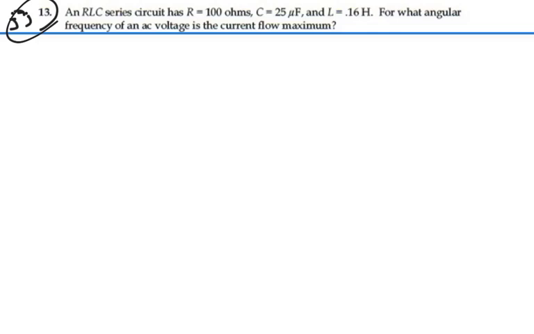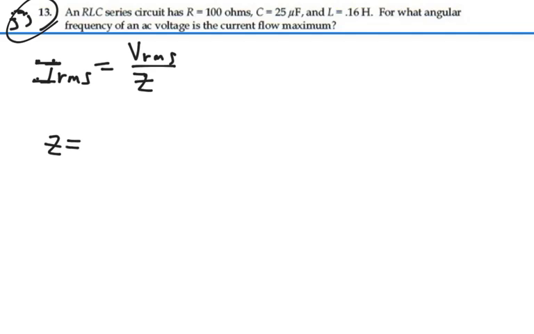Now we know in general, whether it be RMS current or maximum current, let's use RMS current, that the RMS current will be equal to our RMS voltage divided by the impedance. So if we can reduce the impedance, we will get our maximum possible current.